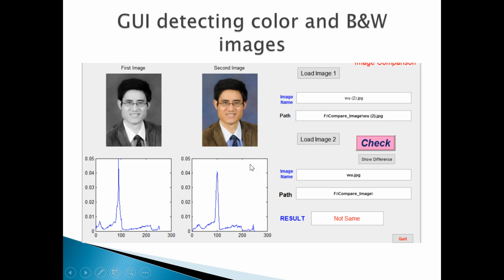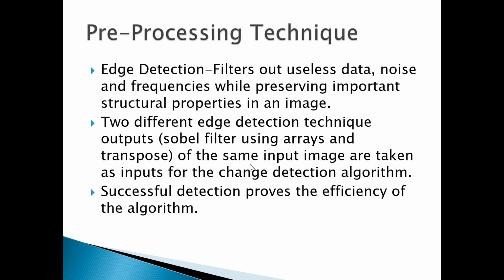So I took this one as my first test case, which is basically showing the difference between color and black and white images by my change detection algorithm. In the second test case, I used the pre-processing technique. So why did I use this pre-processing technique? I wanted to use an edge detection technique using Sobel filters, which is a pre-processing technique in image processing before the change detection.